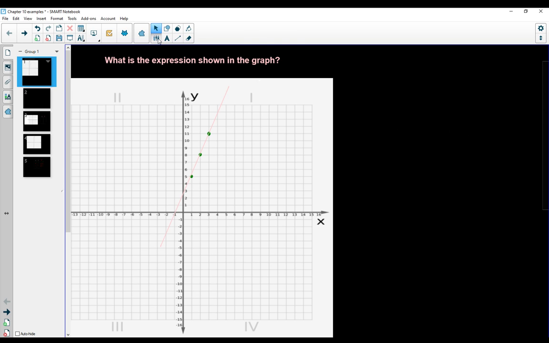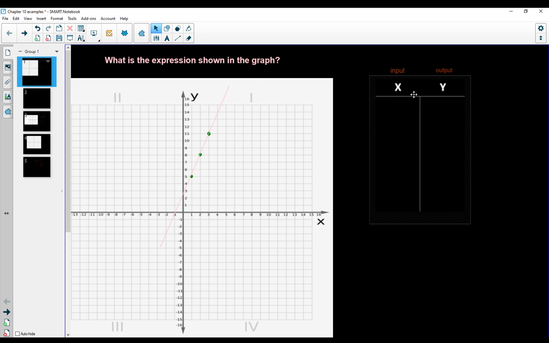In this instance, we're looking at what one would do if faced with a problem where you're given a graph of values and it says, what is the expression shown in the graph? In other words, what linear expression does this graph represent? Now, we've talked about it in the past, but one of the most important first steps is creating the table of values, your input and output chart, or X and Y graph, however you want to refer to it.